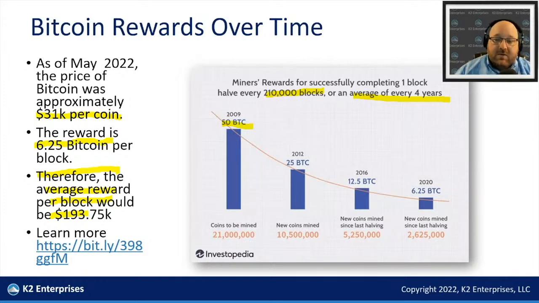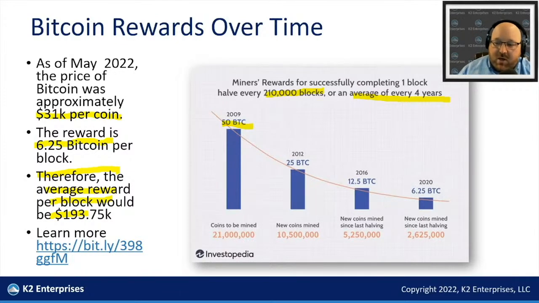So in 2024, we're going to see that block reward again reduce. In this case, it'll go down to 3.125 Bitcoin per solve. But if the price goes up, as it continuously has, that could still be a fair amount of money. So that would be in 2024, and in 2028 it would go down to 1.5625 Bitcoin, and so on and so forth.